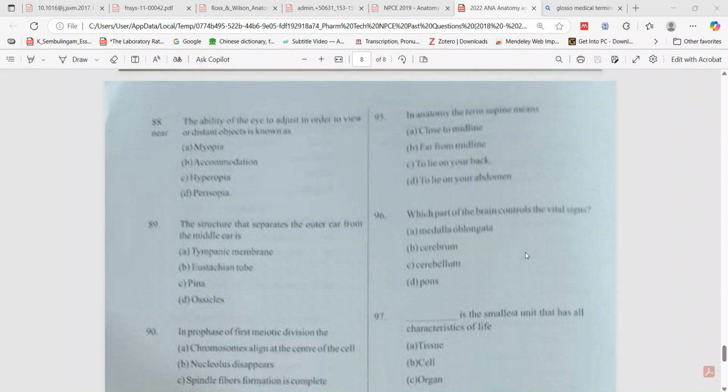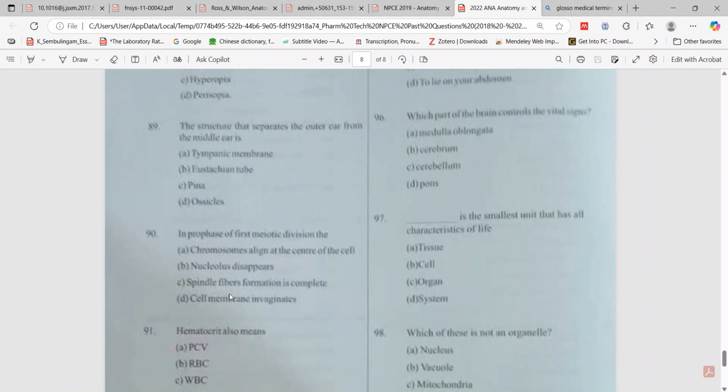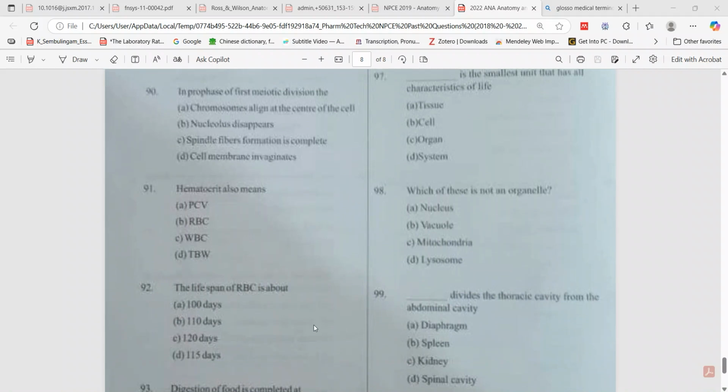Tympanic membrane is otherwise known as the eardrum. Tympanic membrane. Okay.